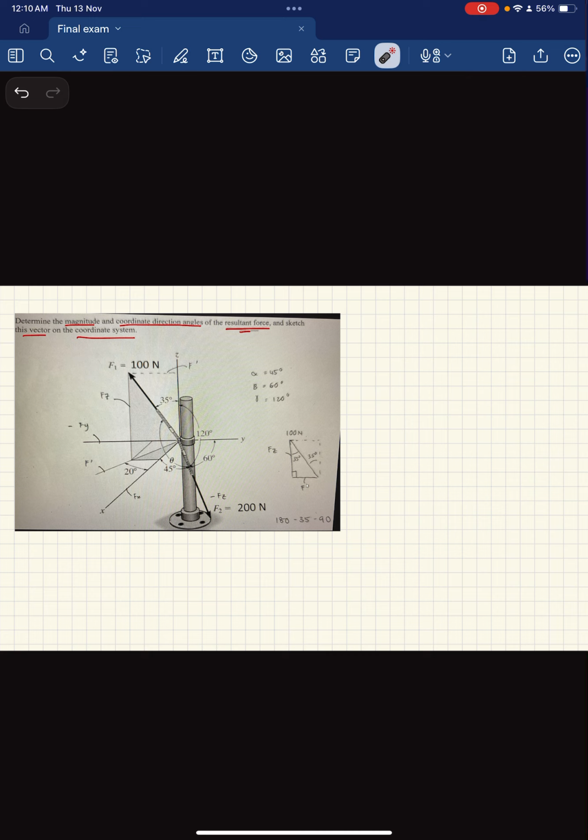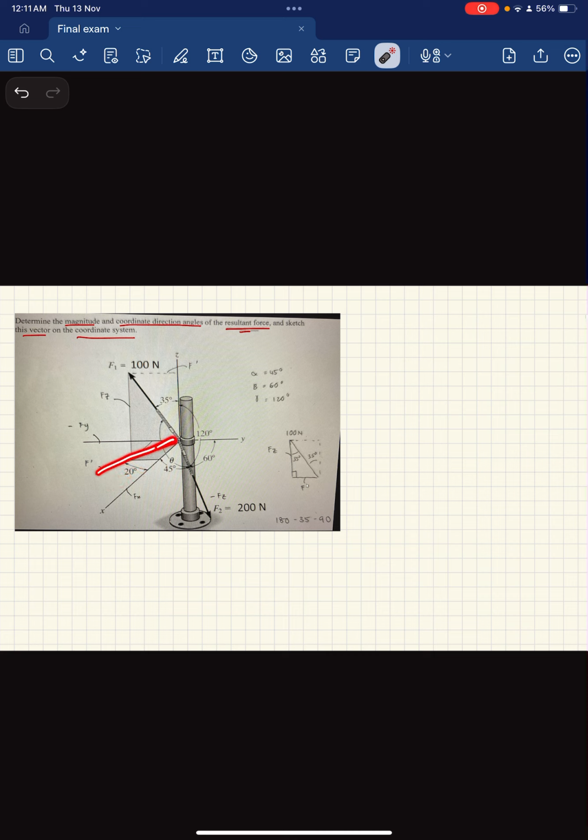So okay, we have a coordinate system, obviously in Cartesian coordinates, in terms of x, in terms of y, and in terms of z, right? The typical coordinate system. We have two forces, F1 100 newton and F2 200 newton. And F2, as you can see, makes an angle of 45 degrees to the positive x-axis, 60 degrees to the positive y-axis, and 120 degrees to the positive z-axis. Whereas F1 makes an angle of 35 degrees to the z-axis and 20 degrees through this line.